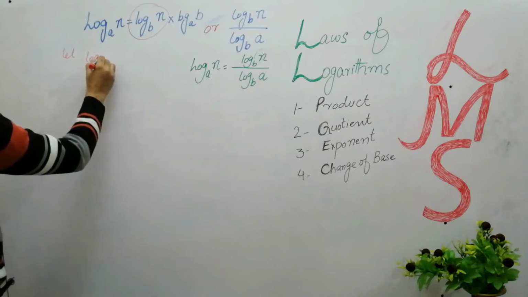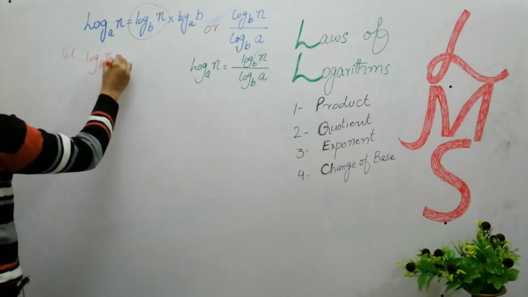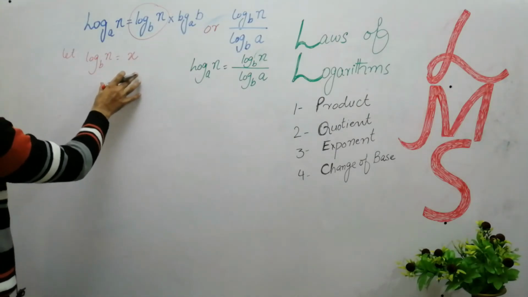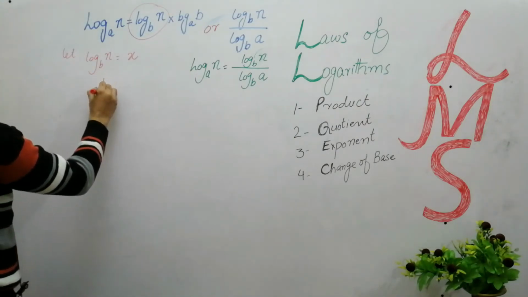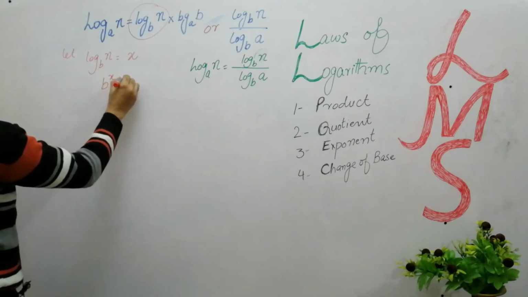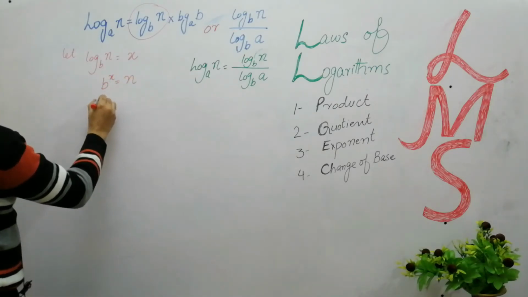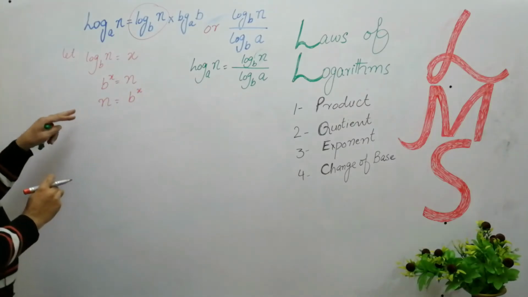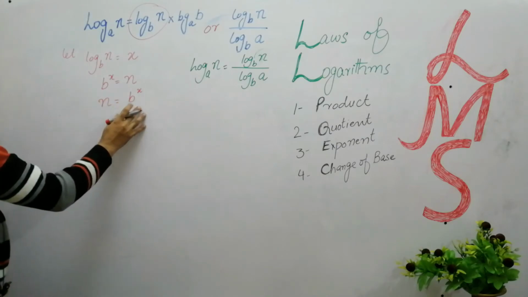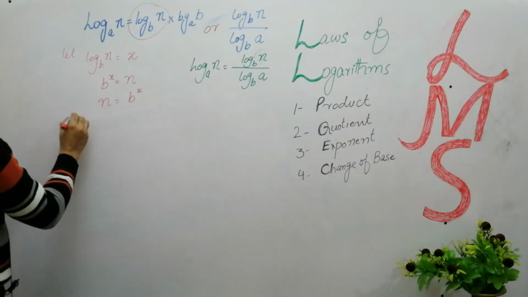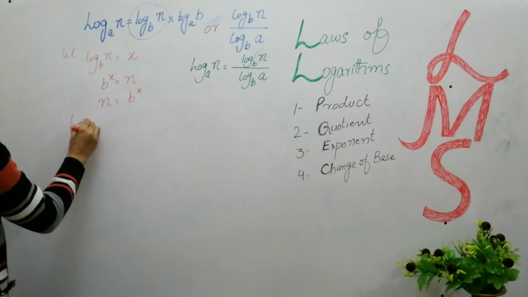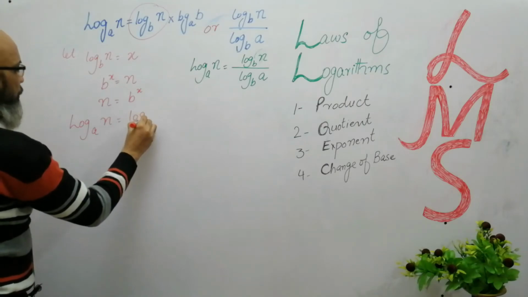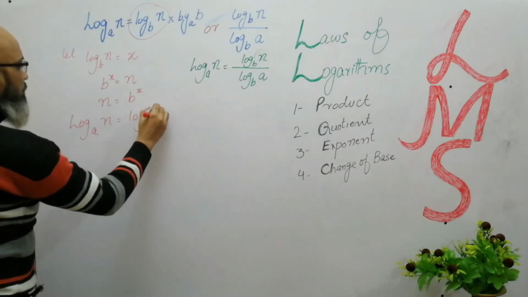Let log b of n is equal to x. So change this logarithm form into exponential form. What we get? b raised to power x is equal to n, or n is equal to b raised to power x. Now multiply on both sides with the log with base a, means log with base a multiplied on both sides.